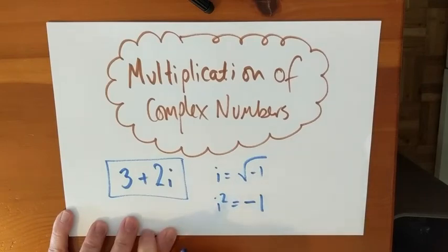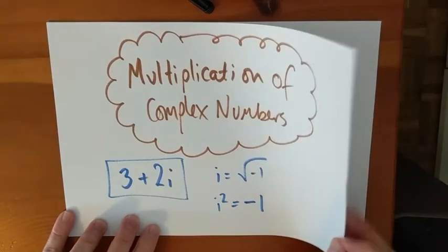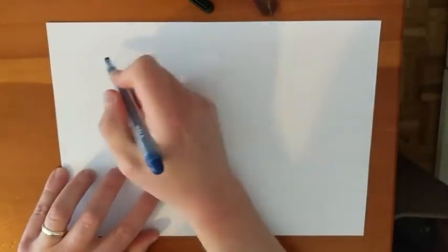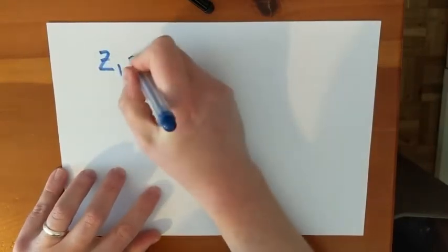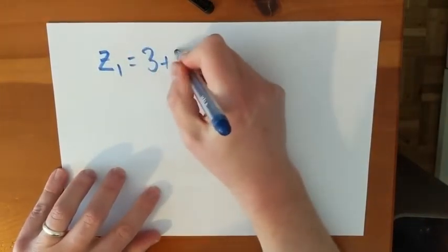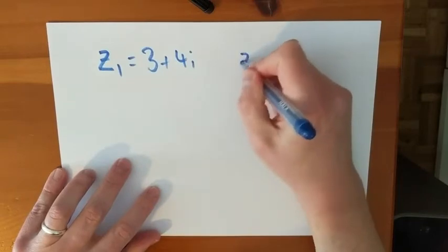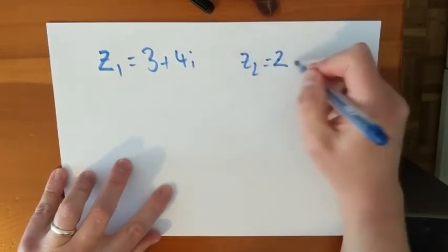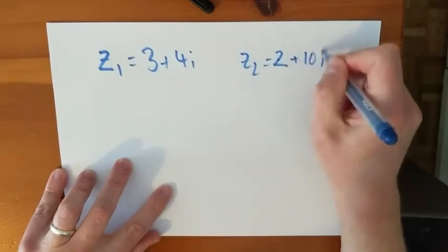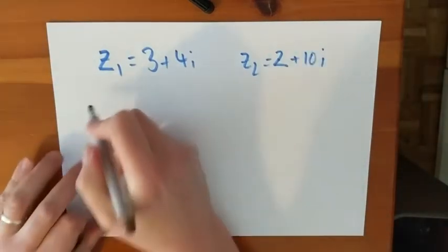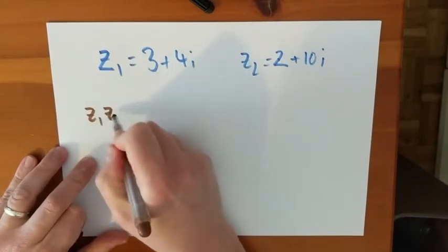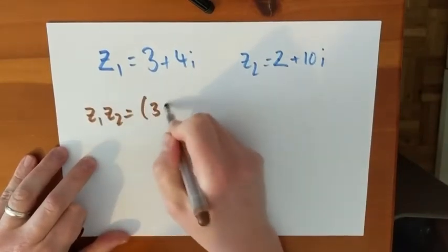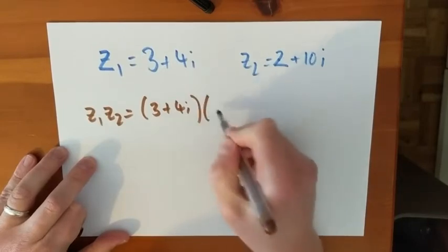What I want to look at now is multiplying two complex numbers together. And this requires just a little bit of manipulation. Say I have two different complex numbers. Say we've got Z1, let's call that 3 plus 4i, and we have another one, Z2, which is 2 plus 10i. If I want to multiply these two complex numbers together, Z1 multiplied by Z2, I would have 3 plus 4i multiplied by 2 plus 10i.